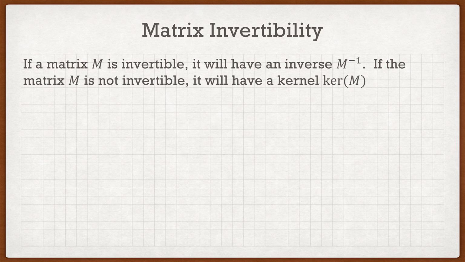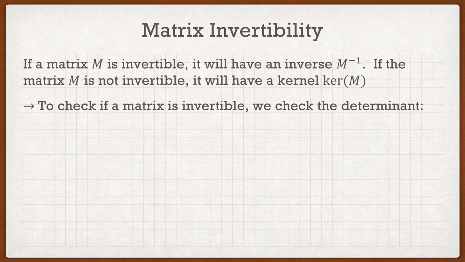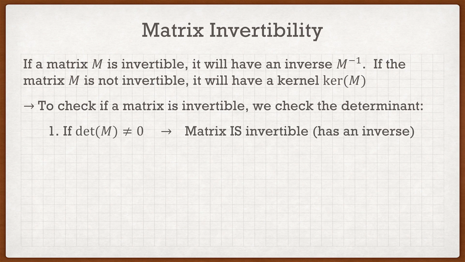However, if the matrix M is not invertible, it'll have something called a kernel, which we denote as the ker, K-E-R, of M. So you guys might be asking, okay, well, I understand that it'll either be invertible or not invertible, but how do we check? Well, to check if a matrix is invertible, we use the determinants because there's going to be two scenarios that happen. The first one is the determinant does not equal 0. So if the determinant is 9, or it can even be a negative value. So even if the determinant is negative 9, we say that a matrix is invertible.